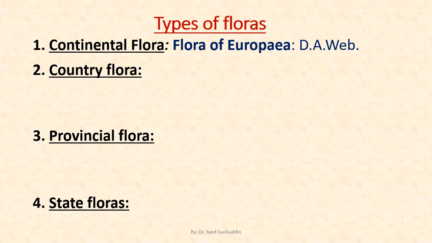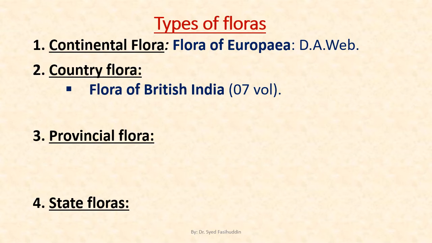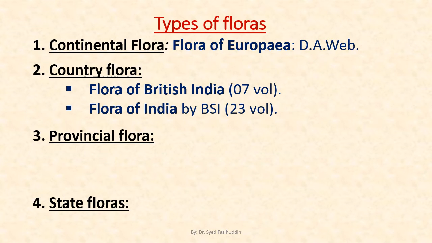Types of floras. The first one is continental flora. For example, Flora of Europaea by D. A. Webb. Country flora, that is the Flora of British India, published in 7 volumes. Another example is Flora of India, published by Botanical Survey of India in 23 volumes.